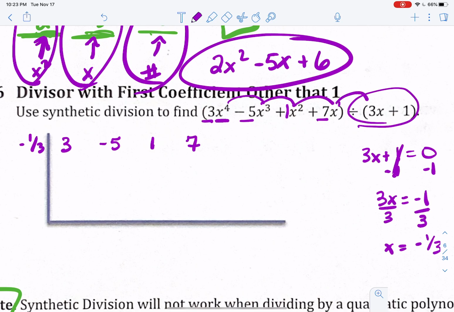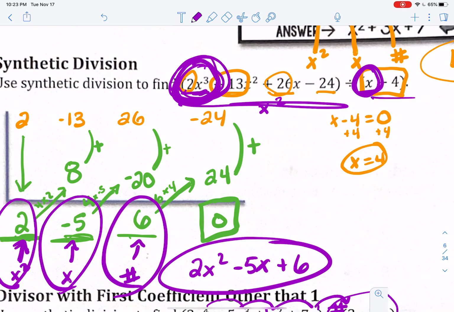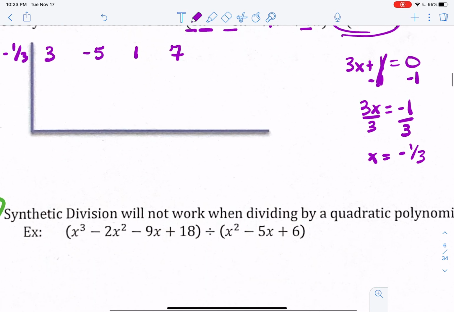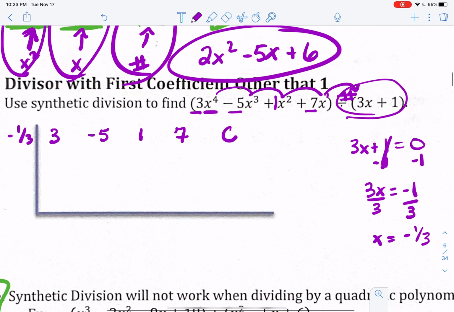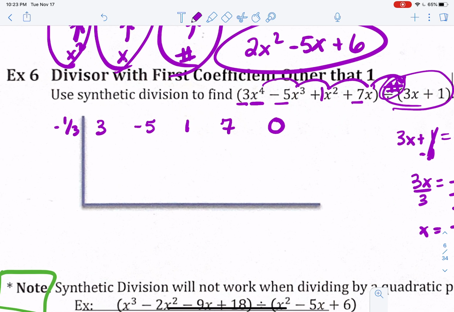But I don't have a number that doesn't have an x attached to it. Like this one, normally we have x to the 3rd, x to the 2nd, x to the 1st, and then just your number. I don't have my number. So I have to put 0 in there for just that regular number, okay? So if I was missing any one of these values, like if I didn't have an x to the third power, I would plug a 0 in that spot, okay? Same thing with us not having just a regular number. We have to plug 0 in that spot, okay?